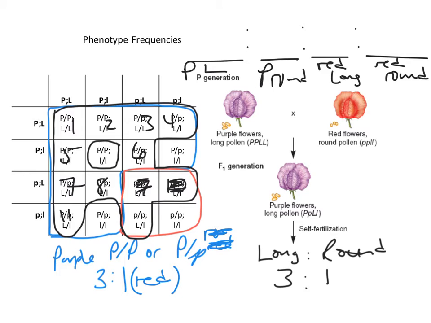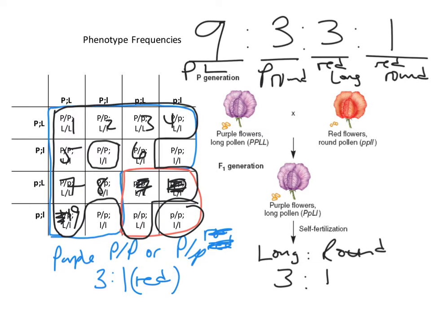What am I missing? 7, 8, 9. So there's the 9. All of those individuals have a big P and a big L. So those will be purple long-pollened plants. Okay. And then there are 3 purple with round pollen, there are 3 red with long pollen, and then there's only one individual, the one down here in the lonely bottom right corner, that has red flowers and round pollen.